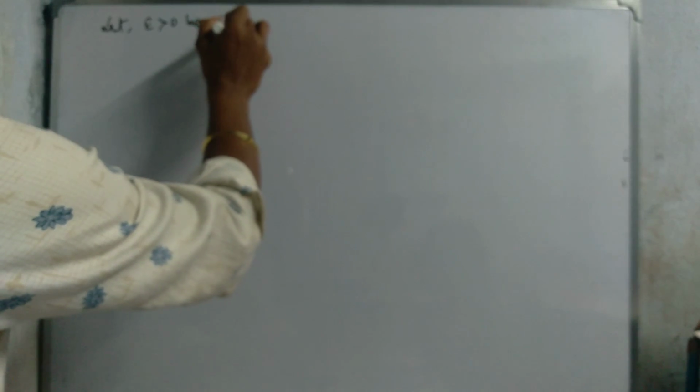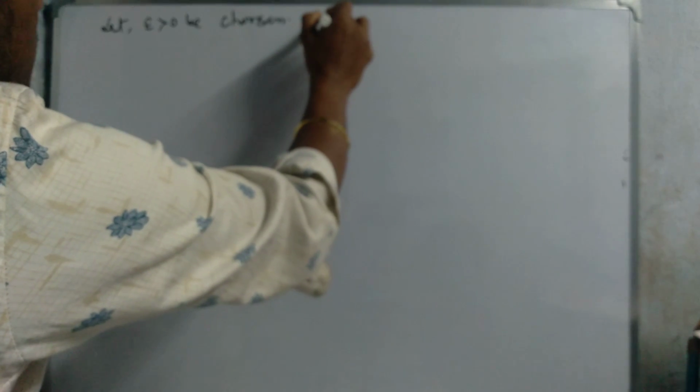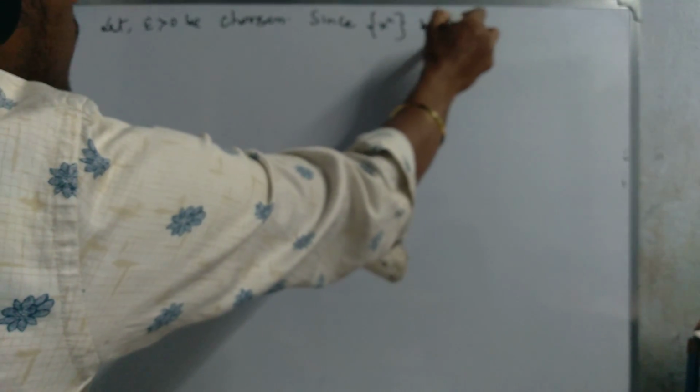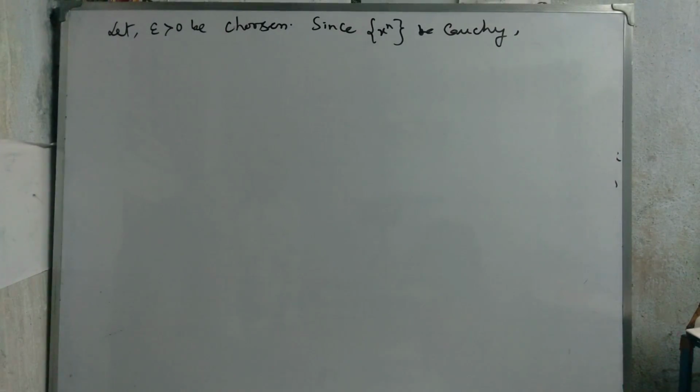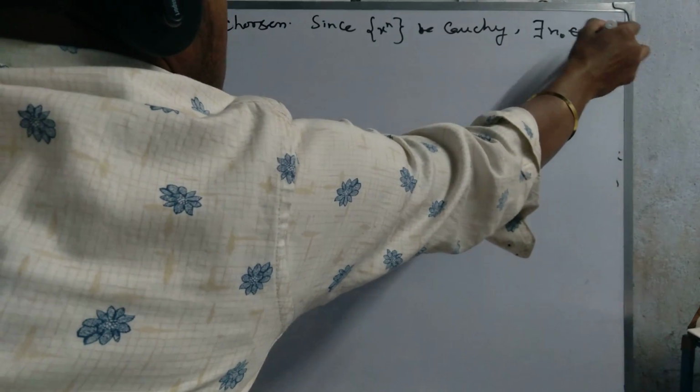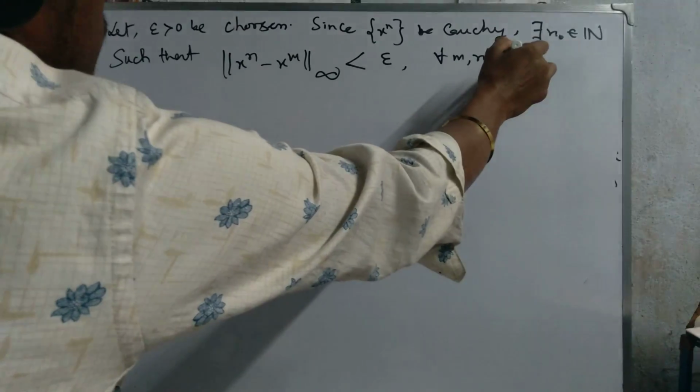We know that simply by definition, x^(n) is a Cauchy sequence, so let epsilon greater than 0 be given. Let epsilon be chosen. Then since x^(n) is Cauchy, there exists n0 belonging to the natural numbers such that the norm of x^(n) minus x^(m), with respect to the norm infinity, is less than epsilon for all m, n greater than or equal to n0.